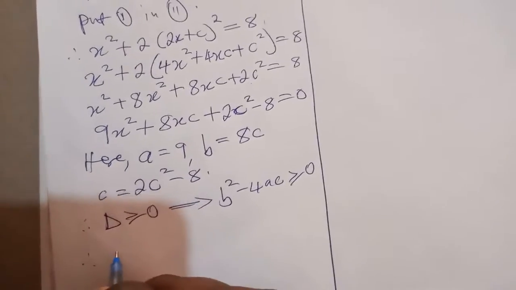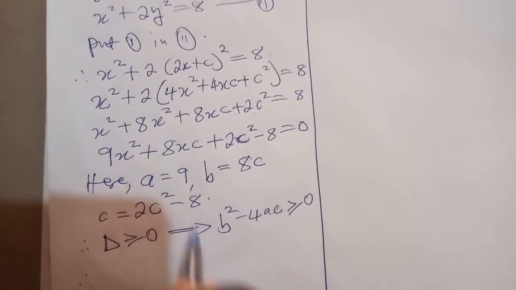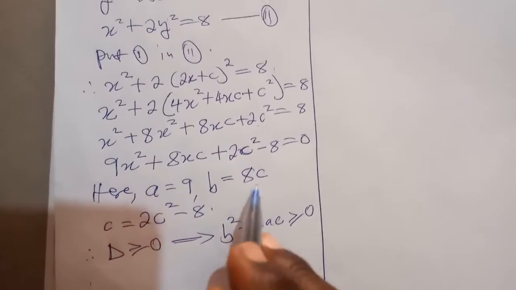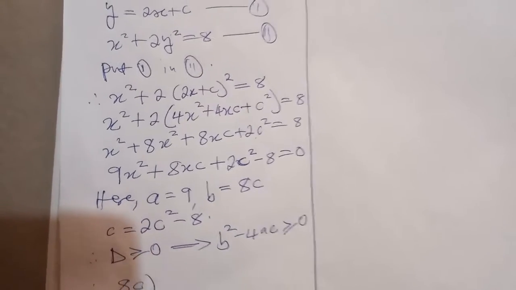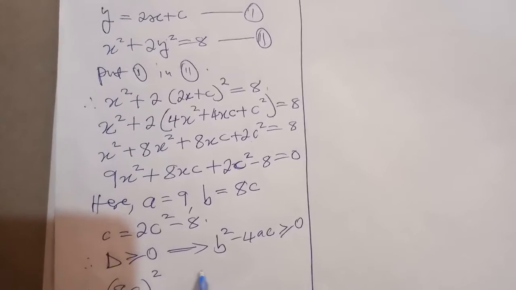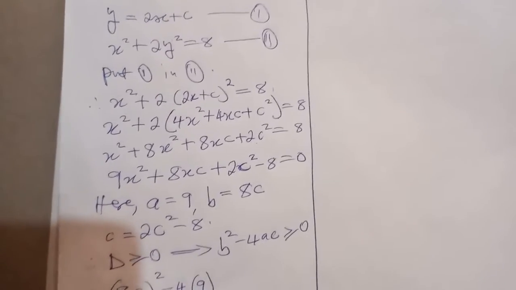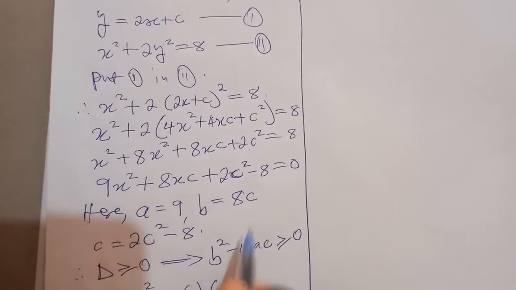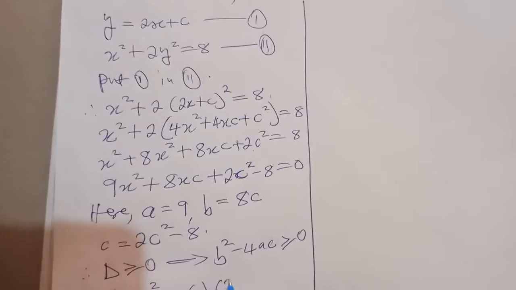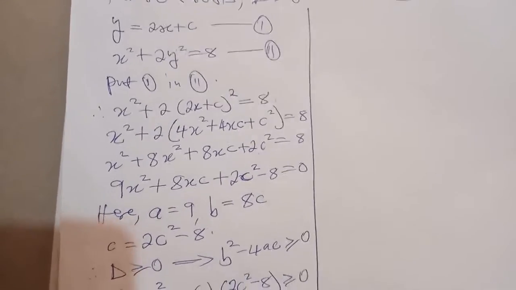So now I'll plug them into it. What's my b? My b is 8c. I plug it in. We have 8c squared minus 4 bracket. What is my a? 9. Then what is my c? My c is 2c squared minus 8, greater than or equal to 0. This is what we have.